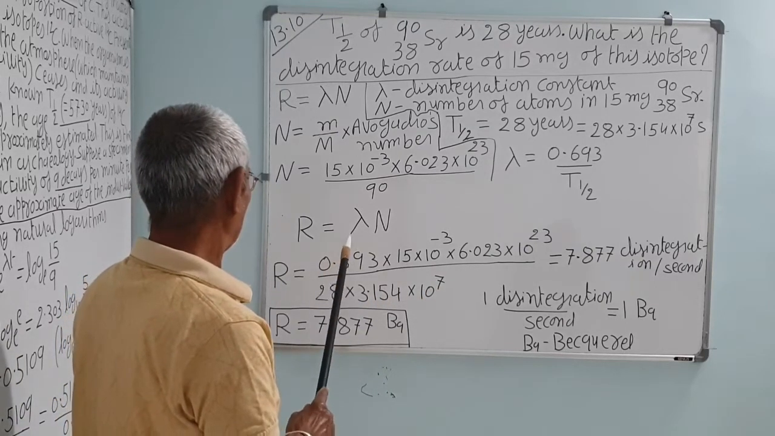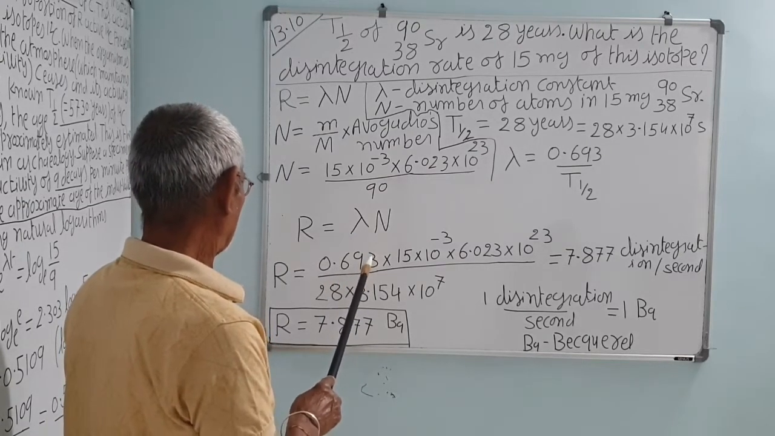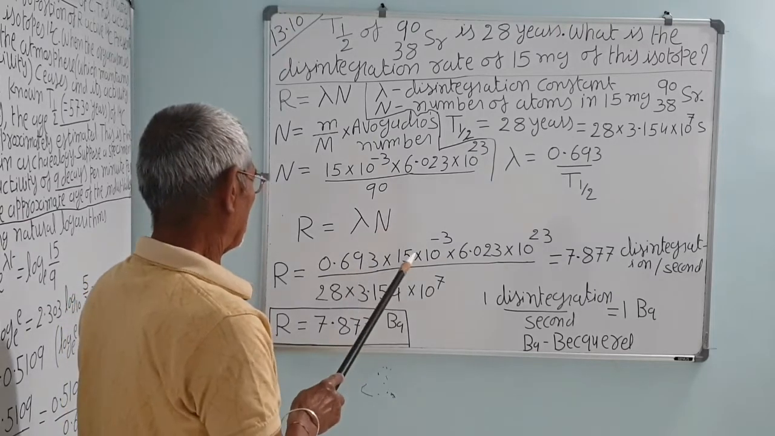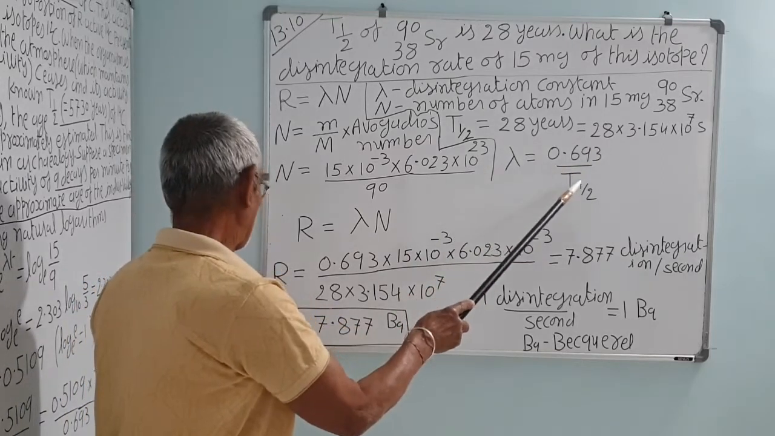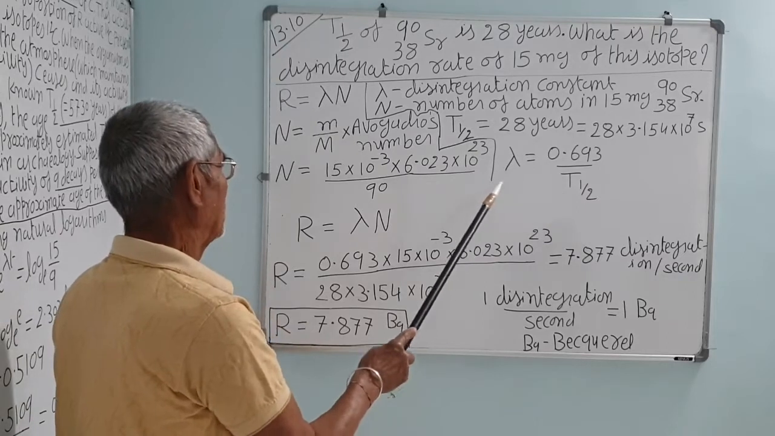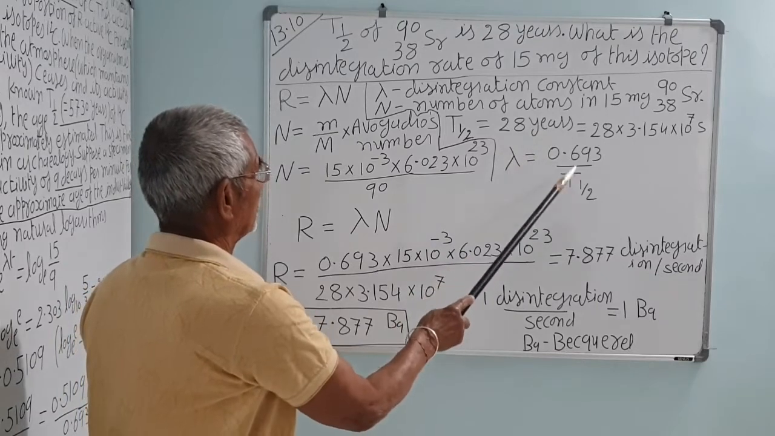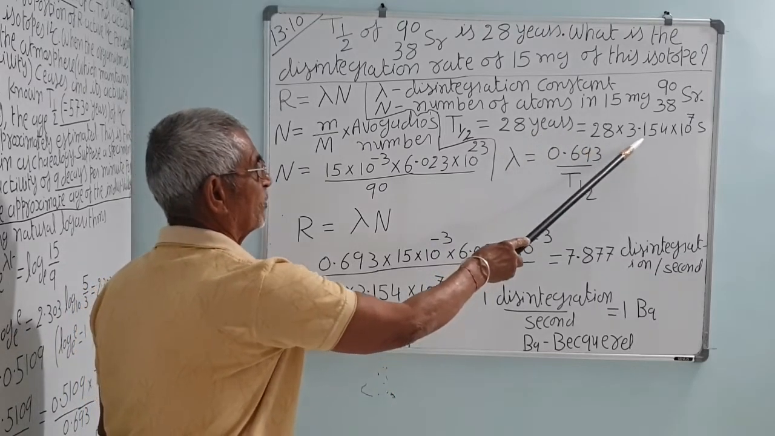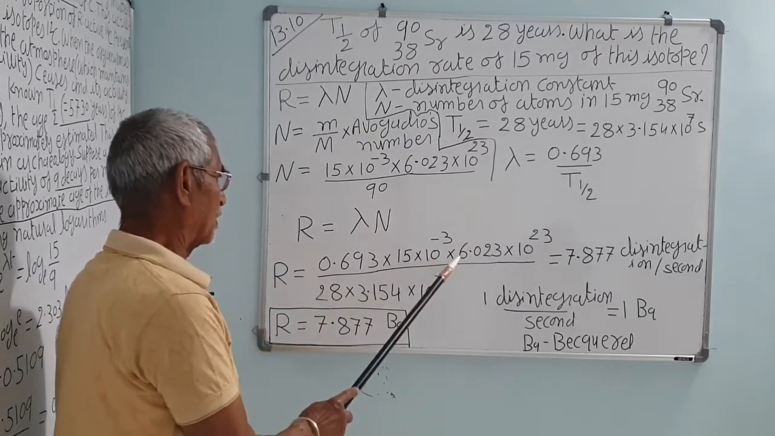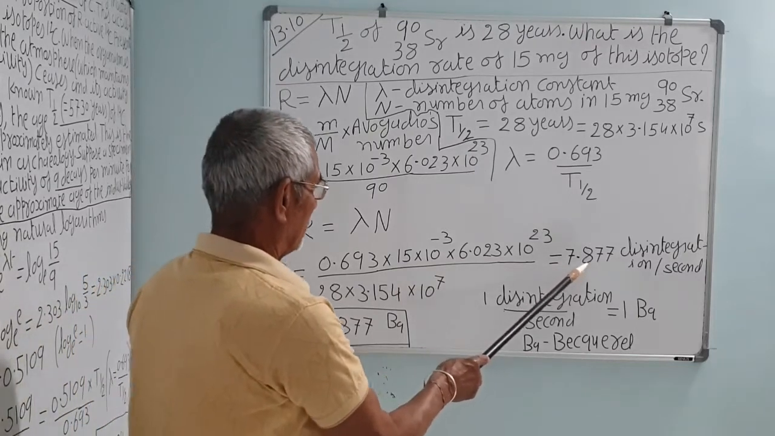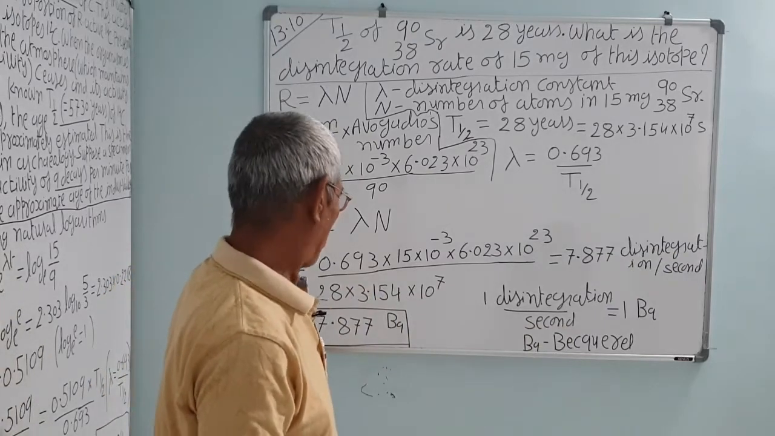So, R is equal to lambda n, and that is equal to 0.693 upon half life period, correct, and n is the number of atoms we have already calculated, correct. Lambda is equal to 0.693 upon half life period, correct. So, 0.693 upon half life period 28 years, that is 28 years is equal to 28 into 3.15 into 10 to the 7, correct. So, this is the half life period we have to use. So, this calculation comes to about 7.877 disintegration per second. It is also called the becquerel, correct.